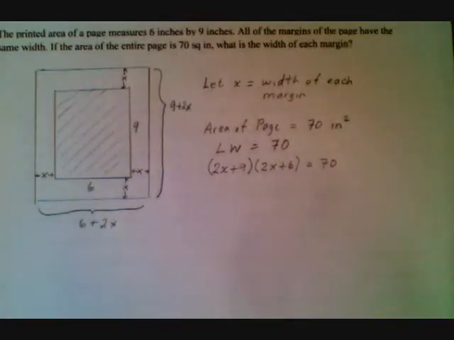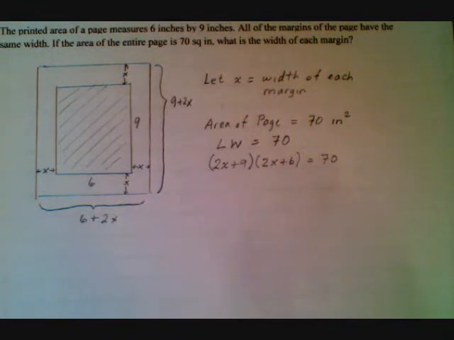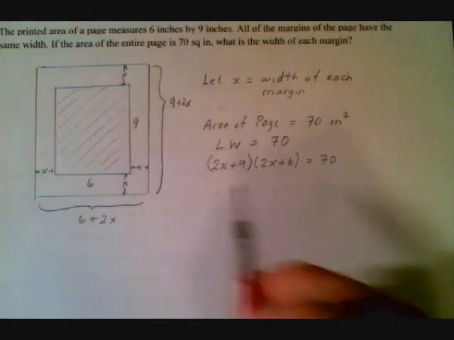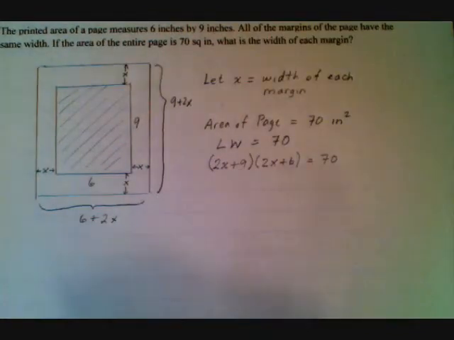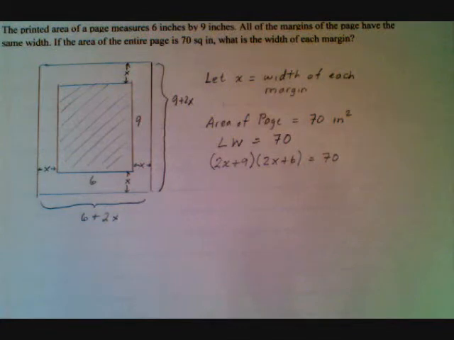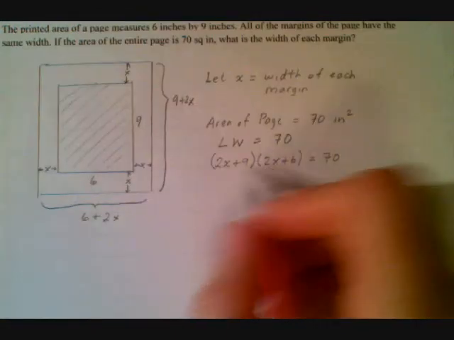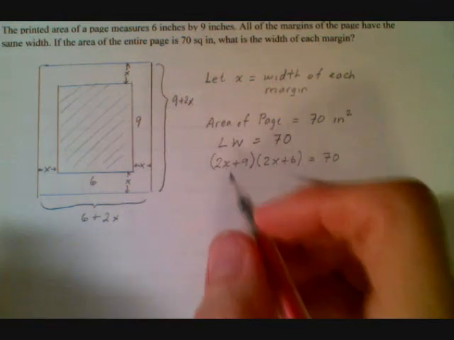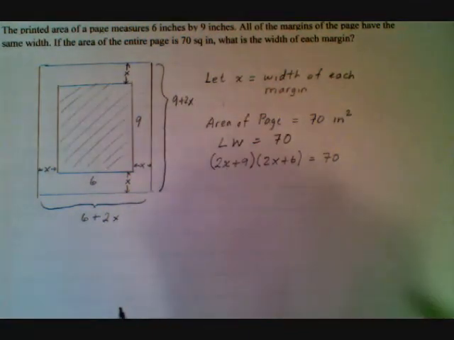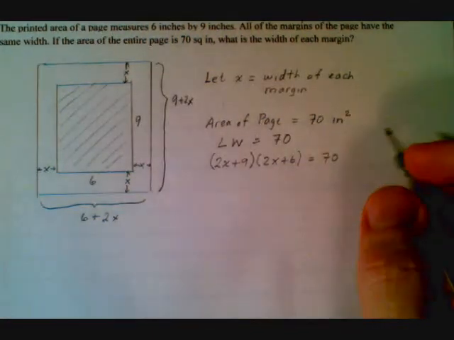Okay, so the question is, what do we do next? How do we solve this quadratic equation? Don't set each factor equal to 70. We are going to end up using the 0 product property. There is no 70 product property. So what I want to do is essentially write this quadratic equation in what we call general form.